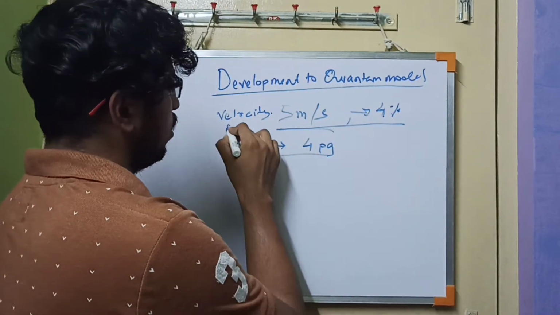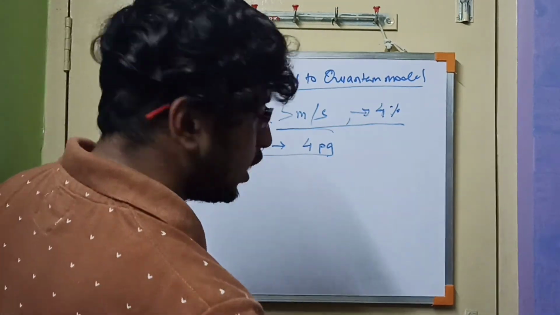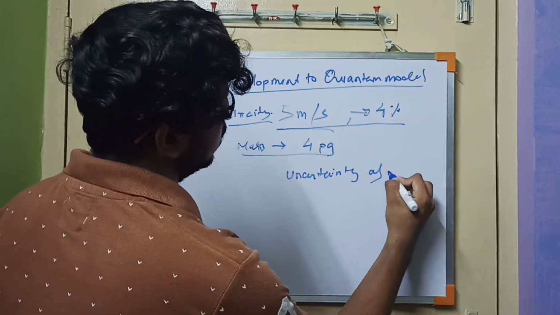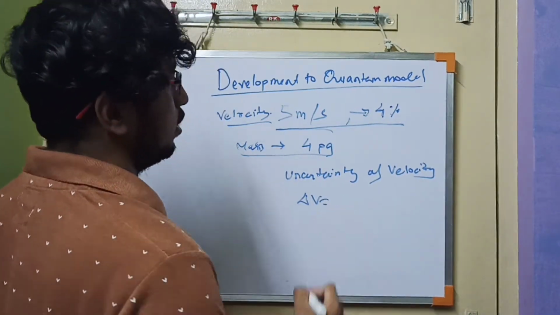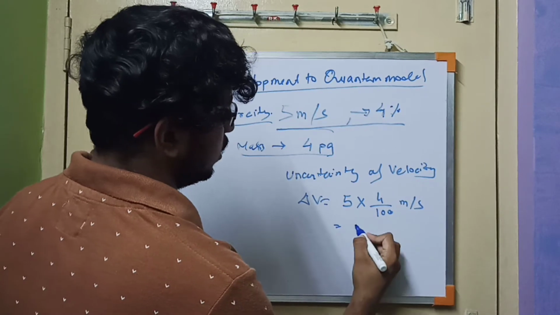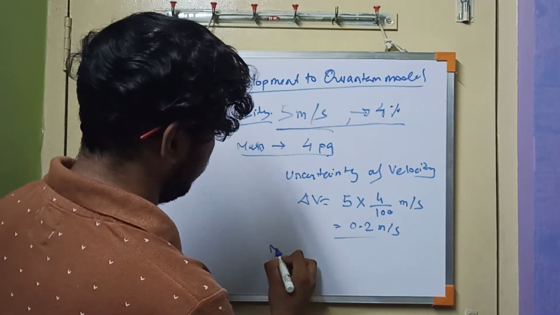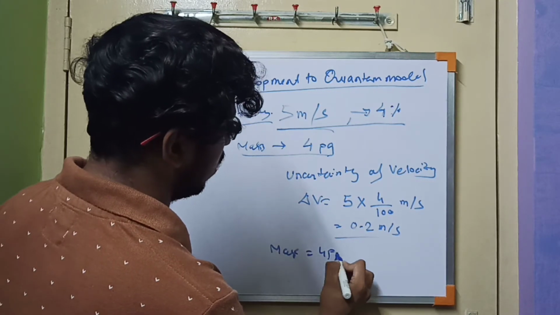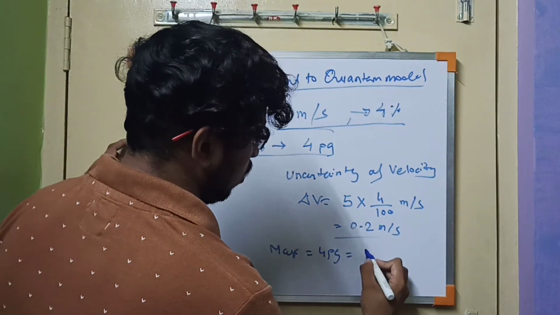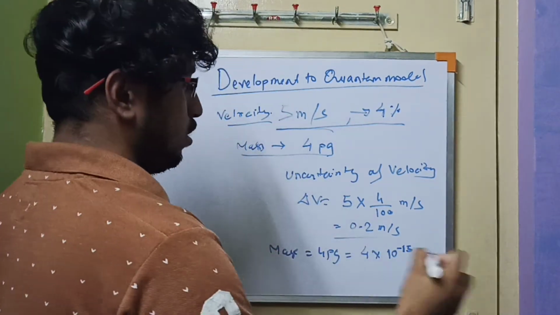How will we calculate it? At first we have to calculate the momentum from the mass and velocity. The uncertainty of velocity can be written as delta V, which is 5 into 4 by 100, that is equal to 0.2 meter per second. Now, the mass is 4 picogram; we convert it to kg because we are calculating in SI units. So 4 picogram is 4 into 10 to the power minus 15 kg.